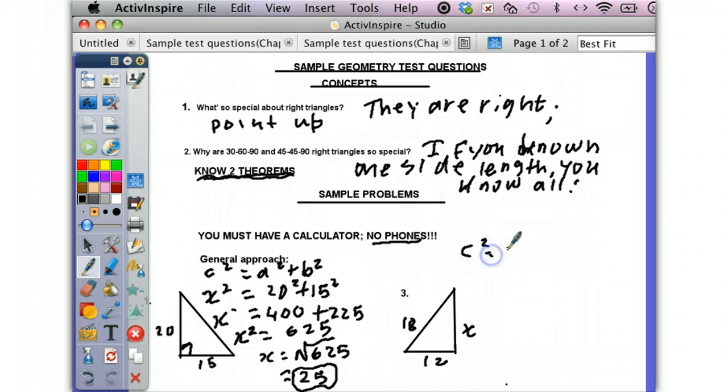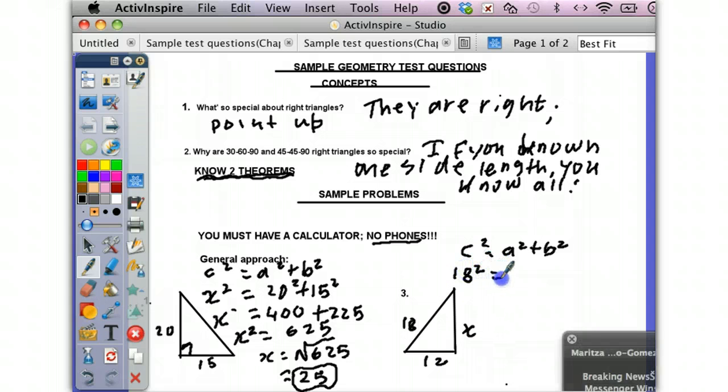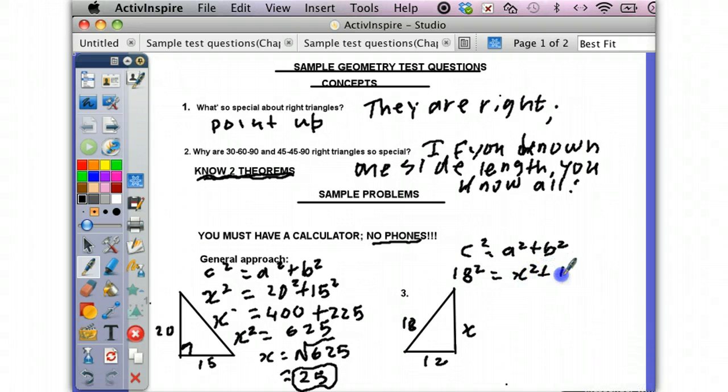C squared equals a squared plus b squared. Joey, what would be the c in this one? Absolutely. That's a trick right here, to know that the hypotenuse is the c, x squared plus 12 squared.